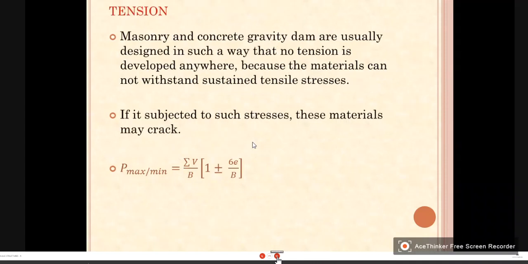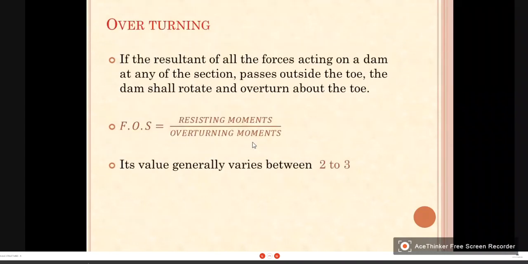Tension: masonry and concrete gravity dams are usually designed in such a way that no tension is developed anywhere, because the material cannot withstand sustained tensile stresses. If subjected to such stresses, these materials may crack. If the tension is heavy, the material may crack, and the dam will collapse. That's why we need to overcome compression, tension, sliding and overturning.